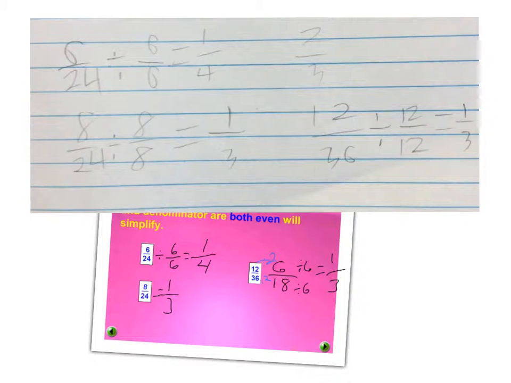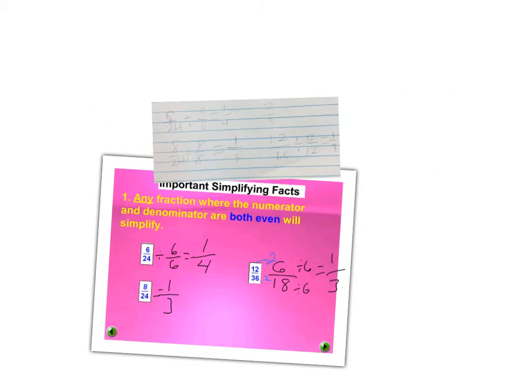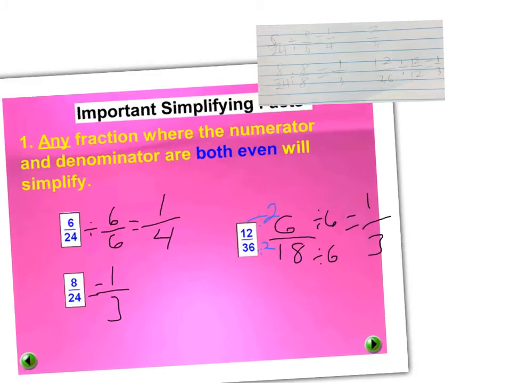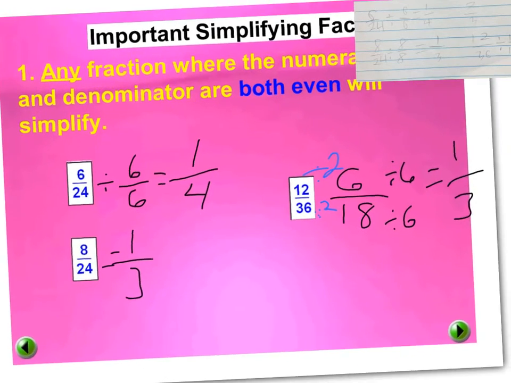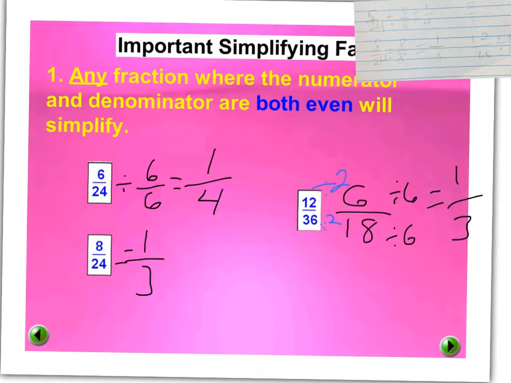I went back and forth, and my iPad didn't like it, so that might have caused a little monkey wrench here, but we'll keep progressing. We talked then about simplifying these three, and students did these in their notebooks. We talked about how you could divide 6/24, 8/24, and 12/36.